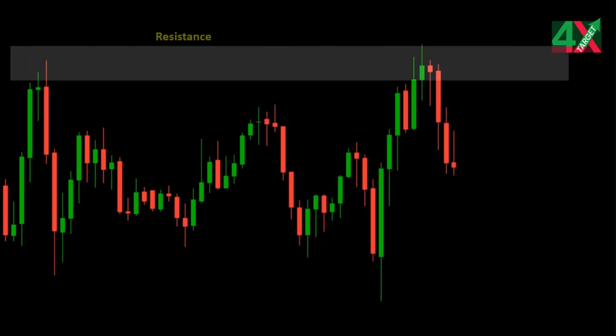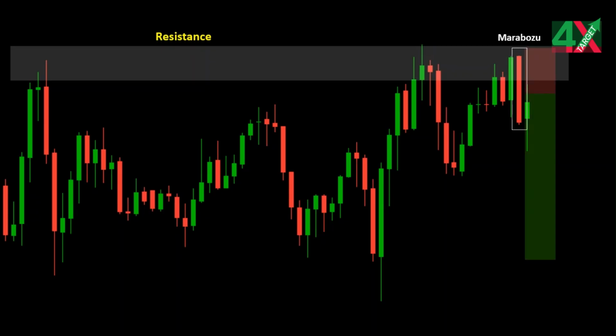In this example, a resistance zone is clearly established, and the price retraces back to that resistance area. This pullback presents a potential decision point where a bearish Marubozu forms, a strong indication that sellers are in full control. However, because the candle is relatively large, entering immediately may result in a poor risk-to-reward ratio. Instead, it's wiser to wait for a minor retracement on the next candle to achieve a more favorable entry point.